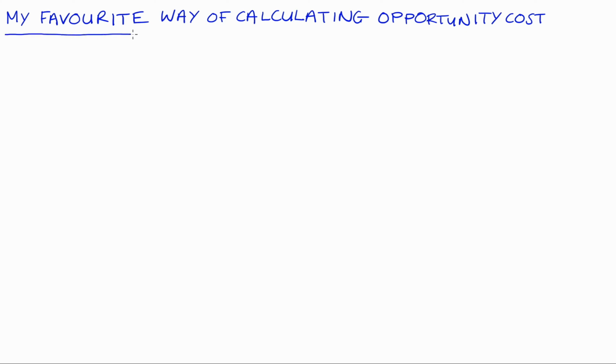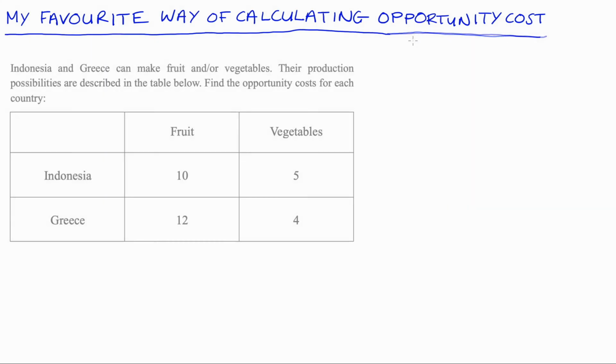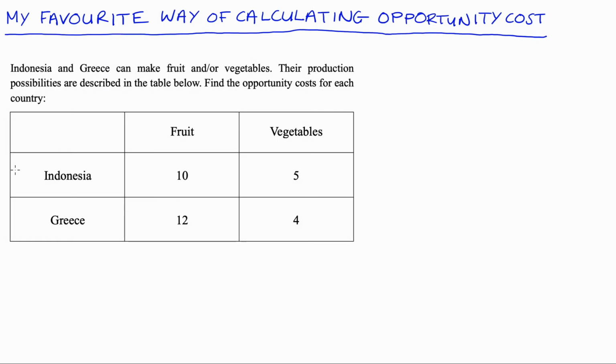Hi everyone, in this video I'm going to show you my favourite way of calculating opportunity cost. I'm thinking about the sorts of questions that look sometimes like this. In this question we're told that Indonesia and Greece can make fruit and or vegetables. Their production possibilities are described in the table below. Find the opportunity costs for each country.